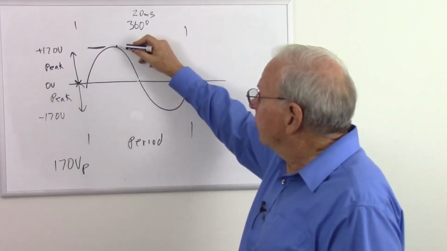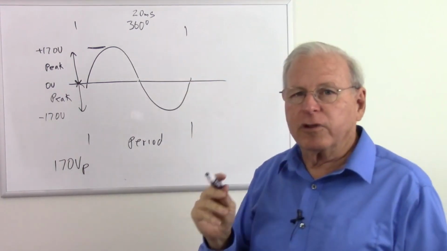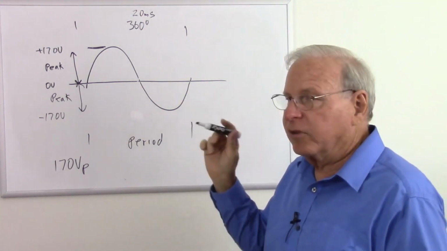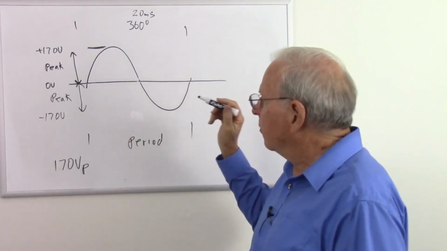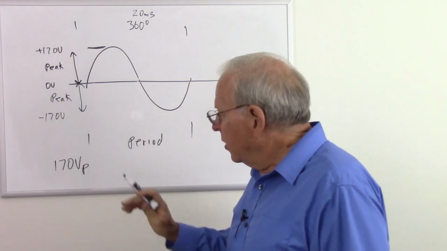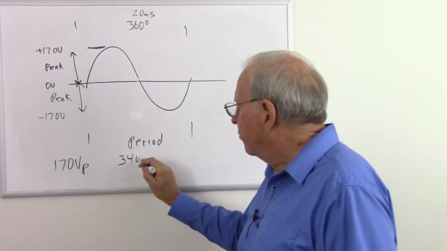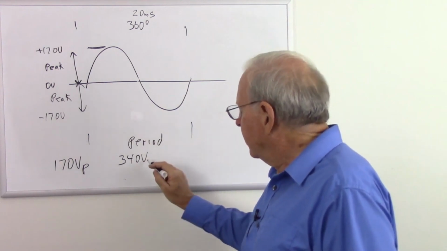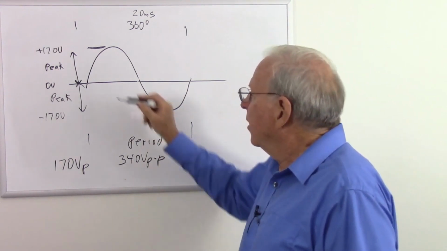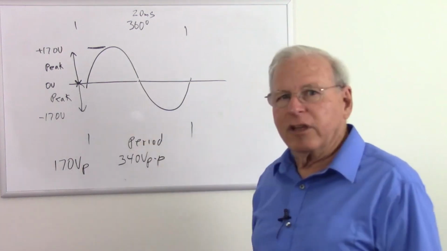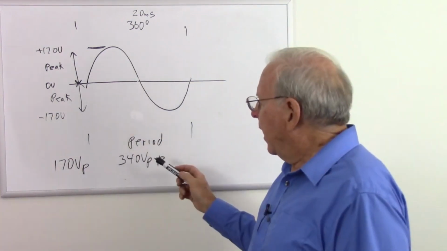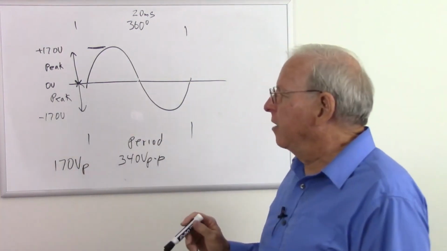But we also have the voltage from this peak to the other peak, which is useful, especially if we're measuring on oscilloscopes. It's a little more convenient than some other ways. And so we have what we call the peak to peak voltage, which would be 340 volts. Hope I got that right. Peak to peak. So from this voltage to that voltage is 340 volts. And so we have our peak voltage and our peak to peak voltage.